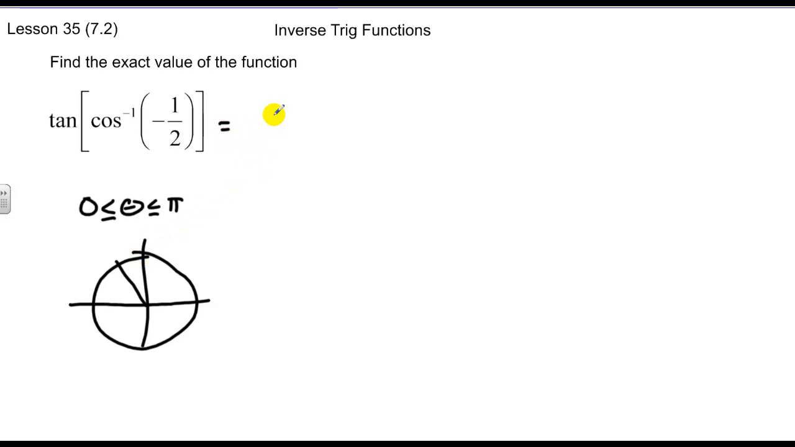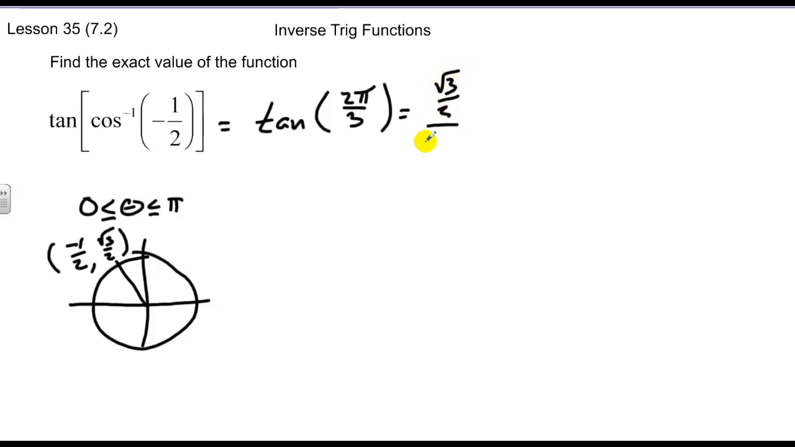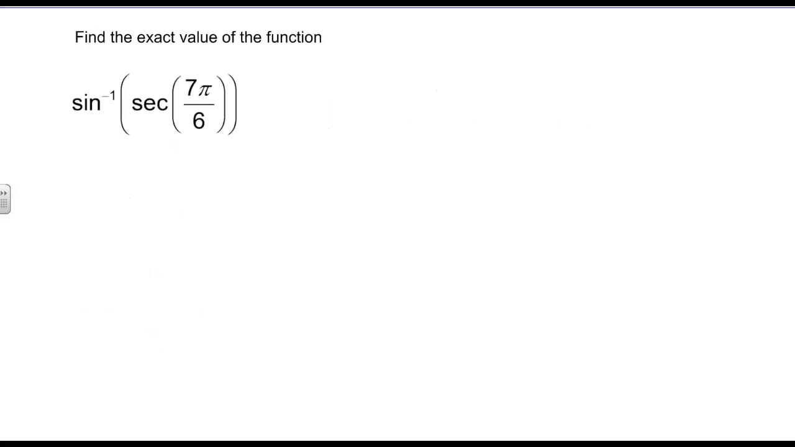So what I have is the tangent, and the answer for the arc cosine of -1/2 is 2 pi over 3. And then what I have to do is find the tangent value at 2 pi over 3. Well, I know my x value is -1/2. My y value is √3 over 2 there. So then I just calculate tangent by taking √3 over 2 over -1/2, which happens to be negative, giving me -√3. And I'm done. So it's great when it's on the unit circle. You can just find those values because you know them.